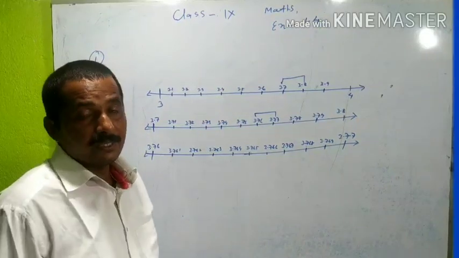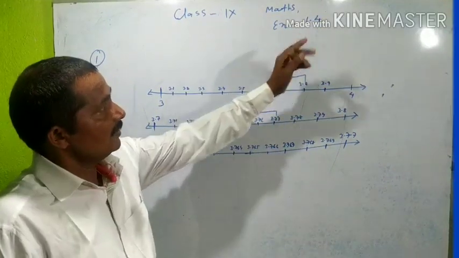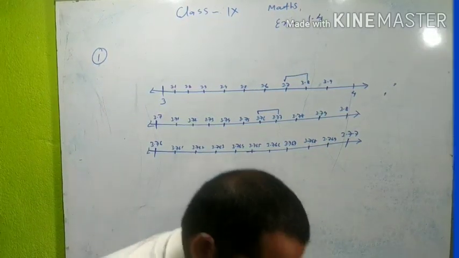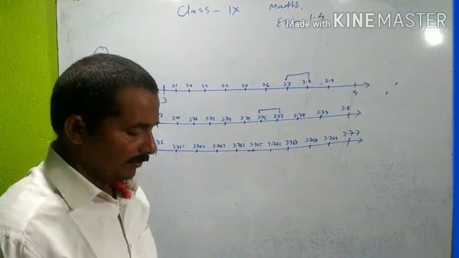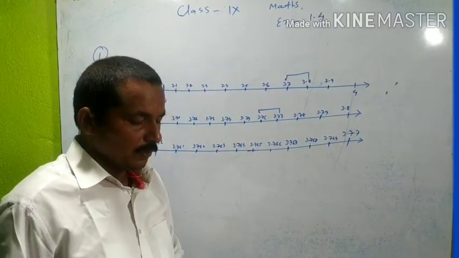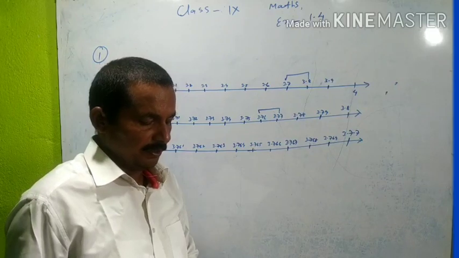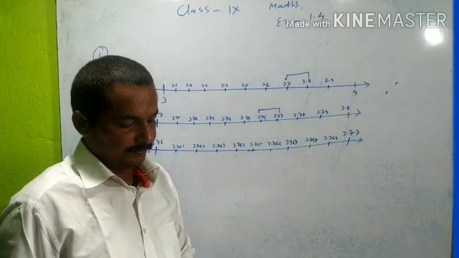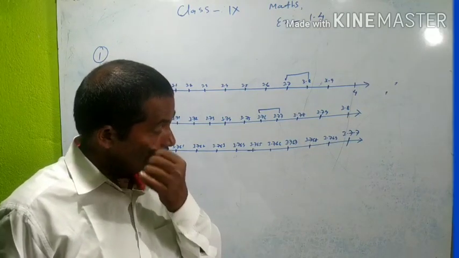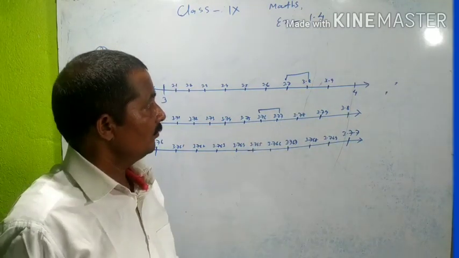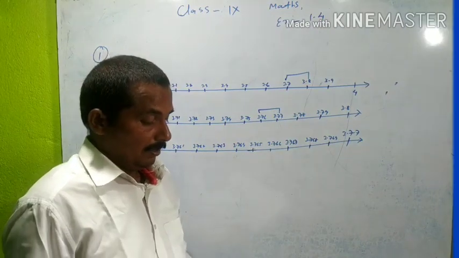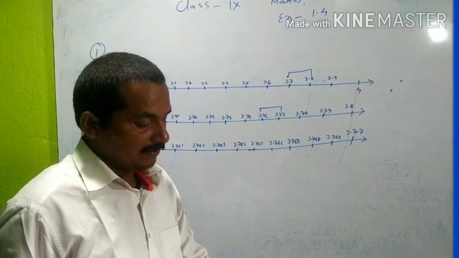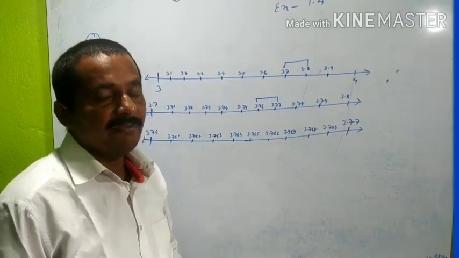Class 9 Maths Exercise 1.4. In exercise 1.4, the very first question is to visualize 3.765 on the number line using successive magnification. It means you will magnify the numbers, that is, you will show the given number 3.765 in a magnifying way.